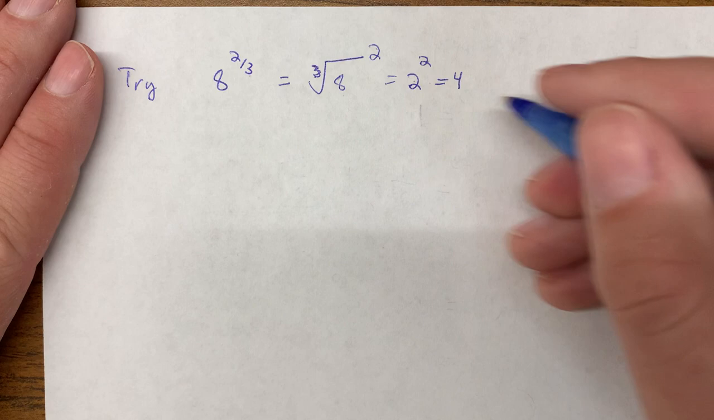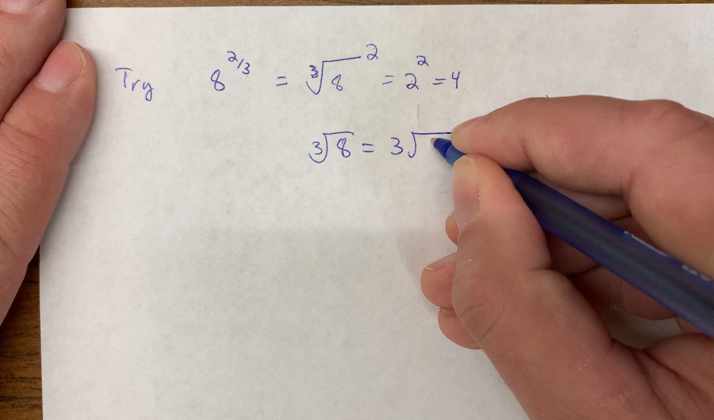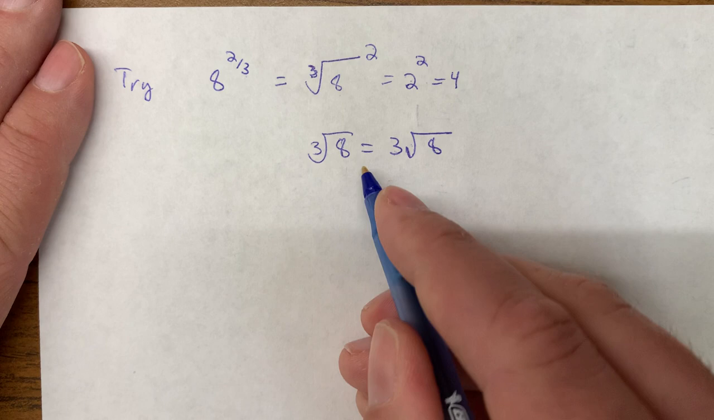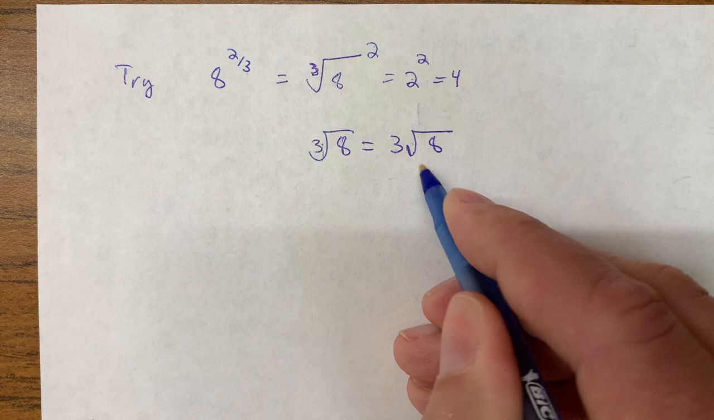Guys, I do want to point out that the cube root of 8 is not the same as this. This means 3 times the square root of 8. If there's nothing inside of this, this is the square root. So it's saying the square root of 8 times 3. This one is saying the cube root of 8. So when you're doing an nth root, the number needs to go inside of the little check mark. And if you're multiplying, it goes outside of it. So be a little careful when you're writing it on your own.